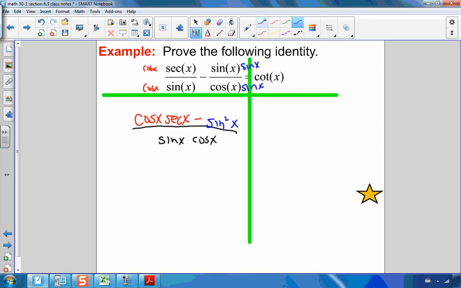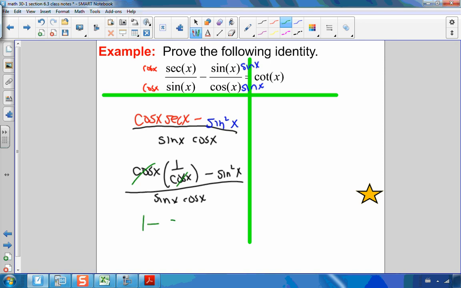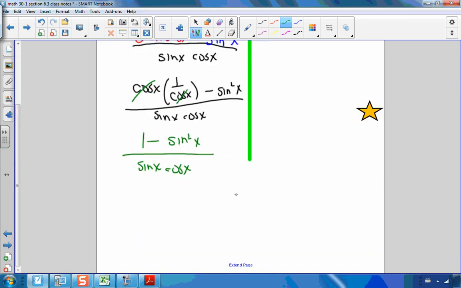Okay, so that secant x is kind of sticking out to me. So I'm going to rewrite this as cos x times secant, which is 1 over cos, minus sine squared all over sine x cos x. And then that's gone. Okay, so I'm left with 1 minus sine squared all over sine x cos x. So looking at this, this is a rearrangement of Pythagorean identity number 1. So 1 minus sine squared. Anytime you see a cos squared and a sine squared put together with a 1 and subtracted, I'm hoping that you go to that first Pythagorean identity.